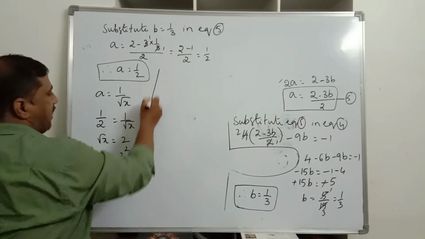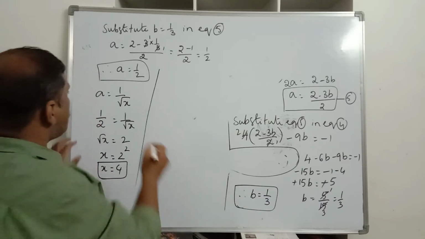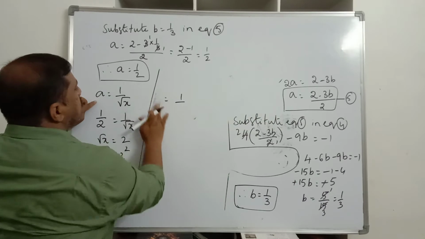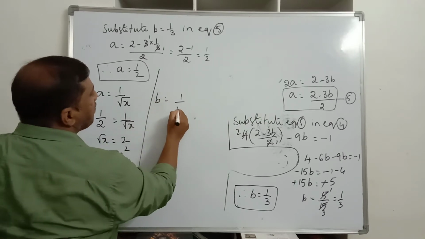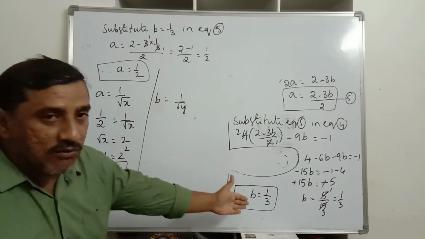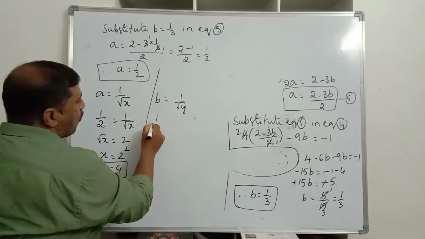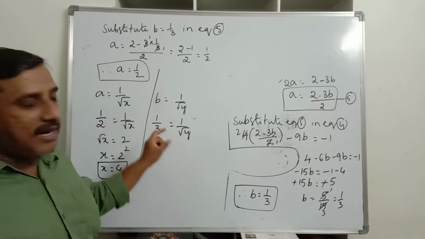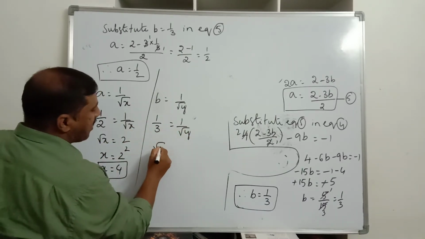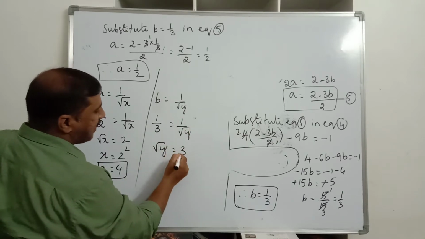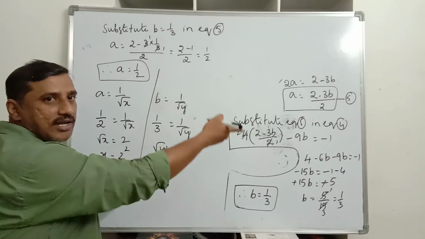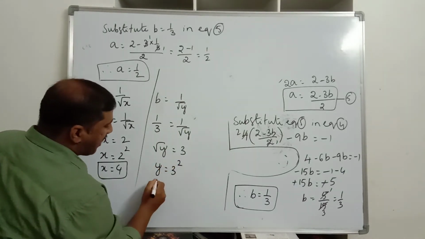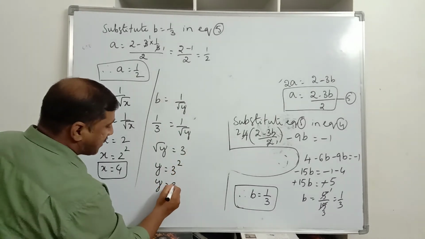Now we need to find b, that is the y value. So what have we taken? b is equal to 1 divided by root y. But what is b? What did we get here? b is equal to 1 by 3, that is equal to 1 divided by root y. Again, by cross multiplying, 1 and root y, you get root y, that is equal to 3 into 1, that is 3. Then root y, the square root, sent to the RHS will become square, that is y is equal to 3 square, which means it is 9.